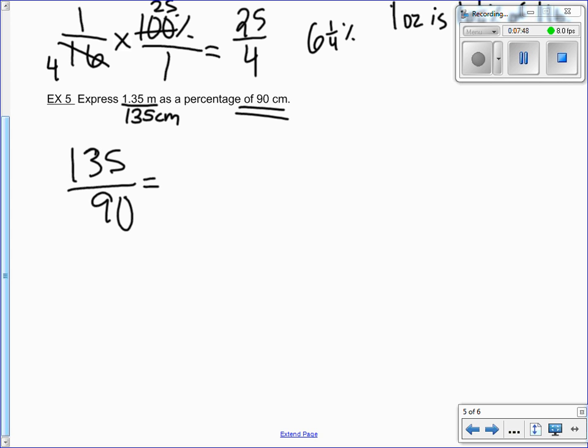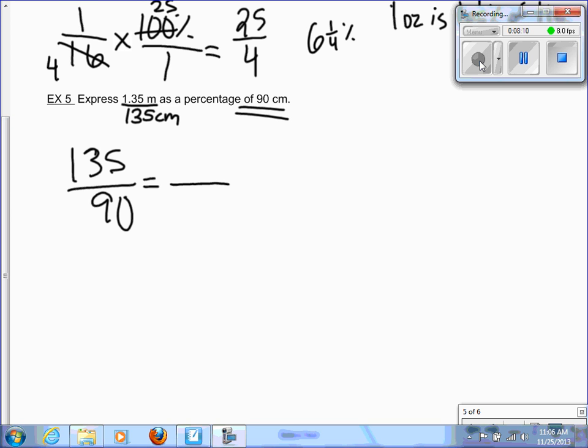Can anybody think of a different number you can divide by? 9. How do we know? What's the divisibility rule for 9? 1 plus 3 plus 5 is 9. So that is divisible by 9. 135 divided by 9. Who knows what that is? Okay, it's 15 over 10. All right, now what? Maya? You can multiply times 10 and get 150 over 100.